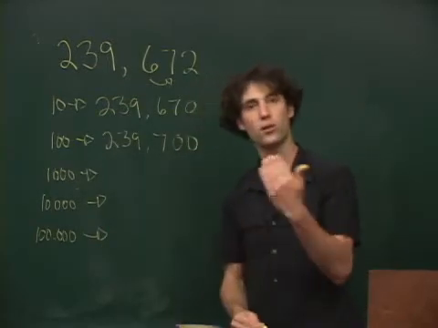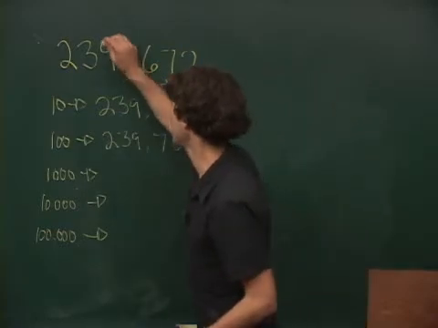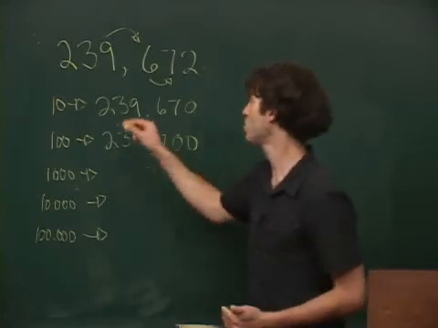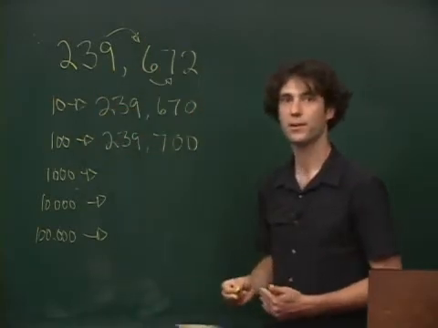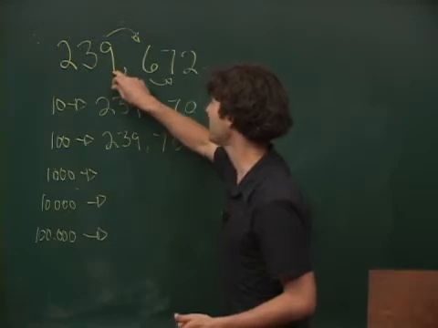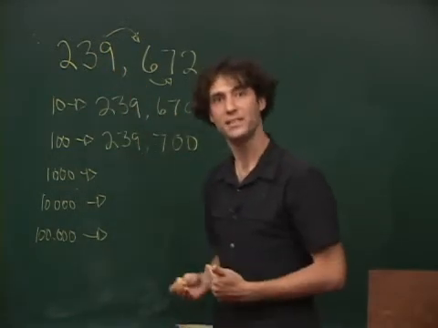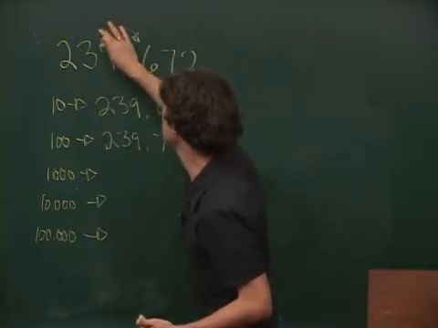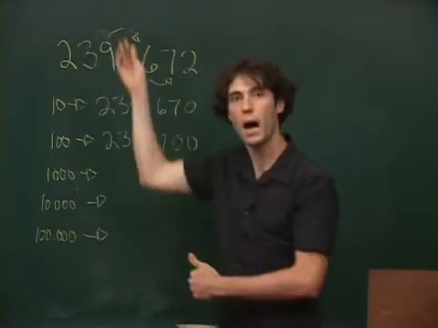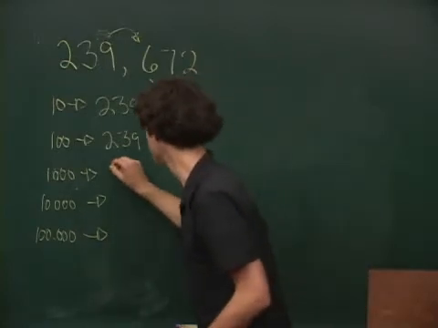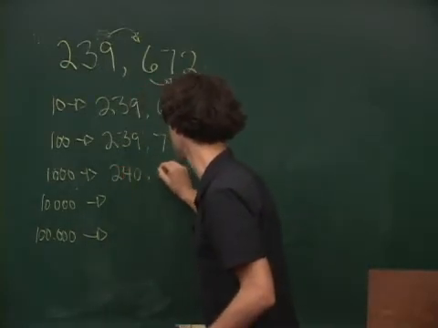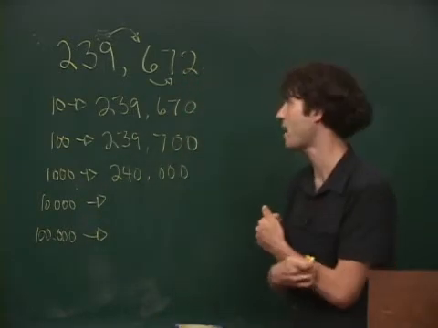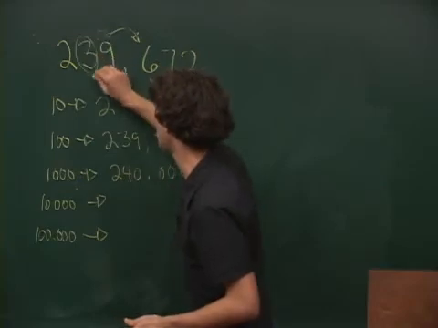And let's round to the nearest 1,000. Well, here is the thousands column. Look at the number on the right. It's a 6, so this will go up. And since here it's a 9, and we go up to a 10, but we can't write a 10 here, so what we're going to do is we're going to bring this one up to a 4. So it'll become 240,000.